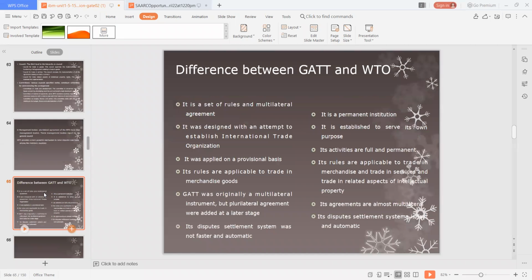See this difference between GATT and WTO. GATT is a set of rules and multilateral agreements. It was designed with an attempt to establish the International Trade Organization. It was applied on a provisional basis. Its rules are applicable to trade in merchandise goods. GATT was originally a multilateral instrument, but plurilateral agreements were added at a later stage. Its dispute settlement system was not faster and automatic.